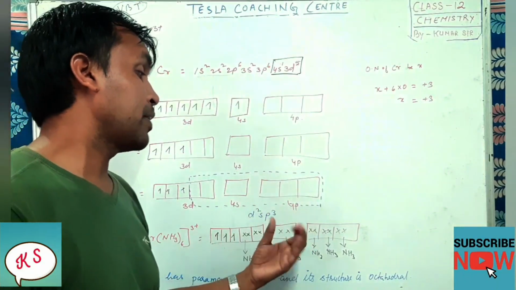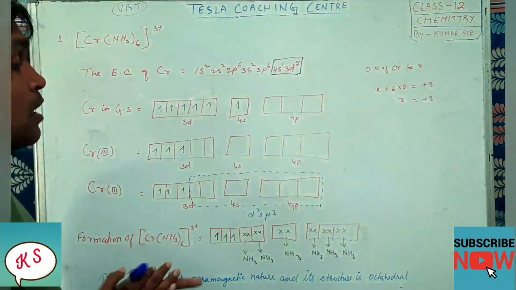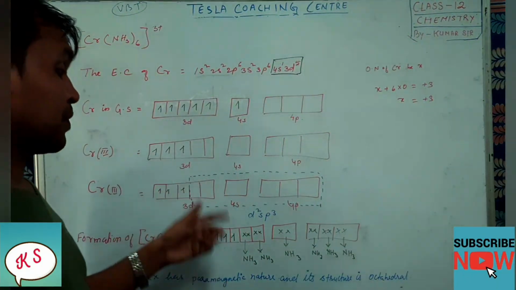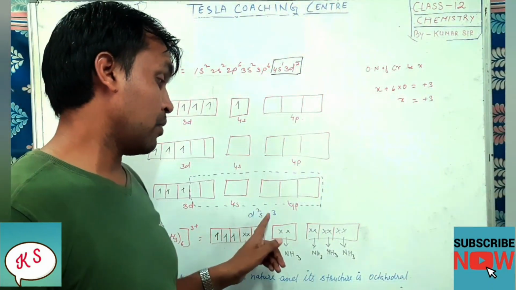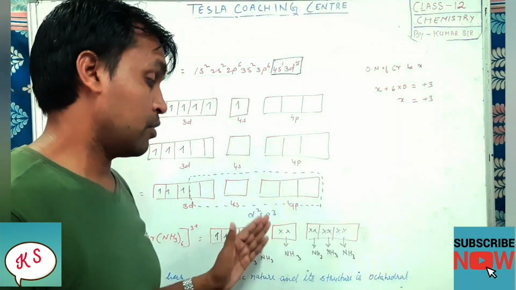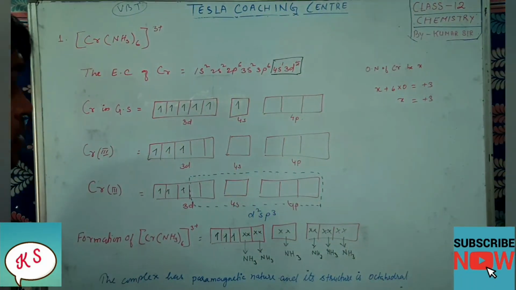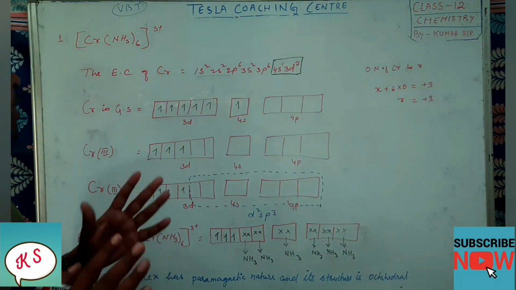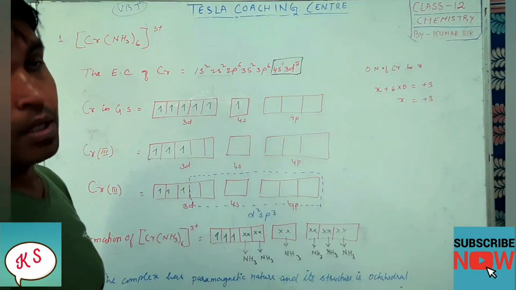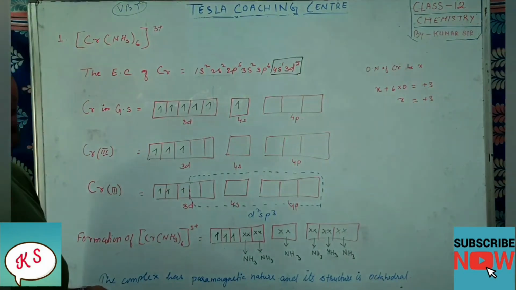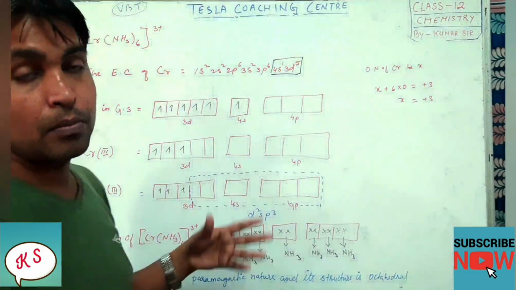And what will be the geometry, that is the structure of this complex? So already I have given you the table. You have already seen that d2sp3 geometry is what? Octahedral. So this is the question. Only for doing this much, dear students, you are going to get good marks, that is 2 to 3 marks. So you should learn it properly. Okay, there are 4-5 questions, we will be doing them.